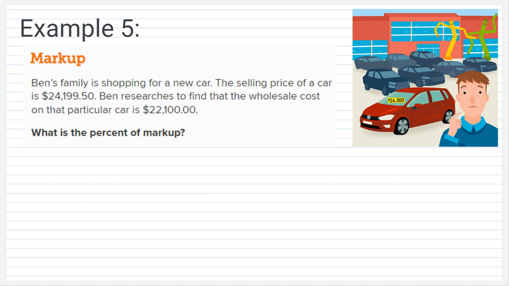So we're going to have the percent over 100, and that is equal to the difference, the change in prices, over the original. So our original pricing in this case is going to be that wholesale cost. So when I set this up, we know we're solving for that percent of markup, so that's my unknown. My original value is 22,100.